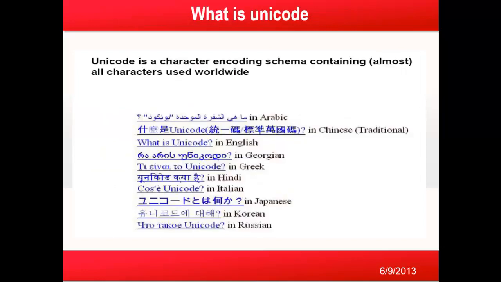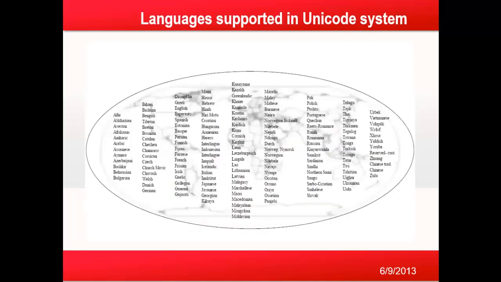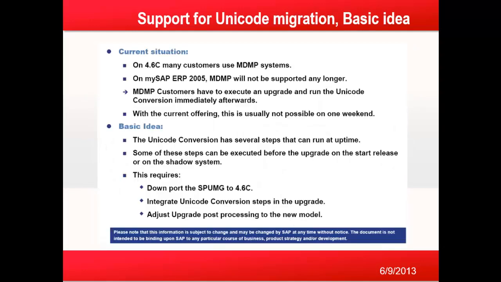Unicode is a character encoding schema containing almost all characters used worldwide. You can see that Unicode has all types of characters, whether your language is Arabic, Chinese, English, Hindi, Italian, Japanese, Korean, or Russian. So you can use any type of language if you are using a Unicode character encoding base. Languages supported in Unicode: you can see this is a huge list of the languages which are supported in Unicode.